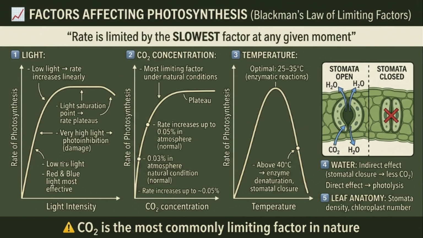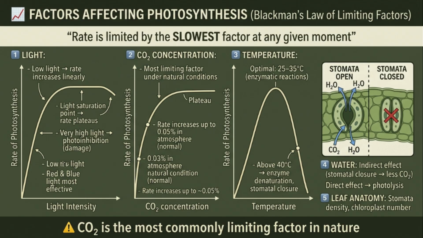Factor 1. Light. At low light intensities, the rate of photosynthesis increases linearly with light. But once light saturation point is reached, adding more light doesn't help. Another factor is limiting. At extremely high intensities, photoinhibition can actually damage the photosynthetic machinery. Red and blue wavelengths are most effective.